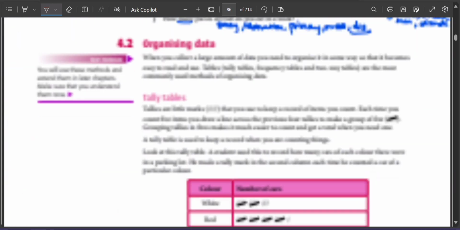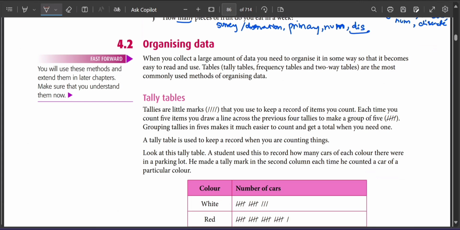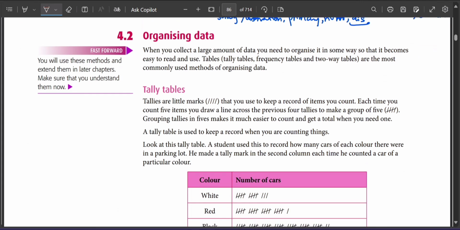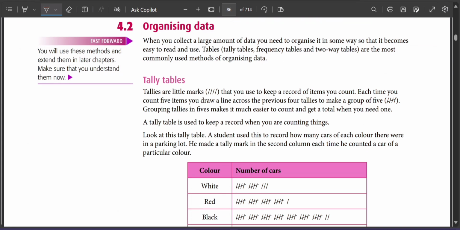So we are going to use the book, Cambridge IGCSE Mathematics Core and Extended Course Book, third edition. Today we are going to start with tally tables. Tallies are those little marks, these lines you can see, and they are used to keep a record of items. For example, if you have one item, you will mark one line. If you have four items, you will say 1, 2, 3, and 4. And if you have five items, you are going to cut it out.